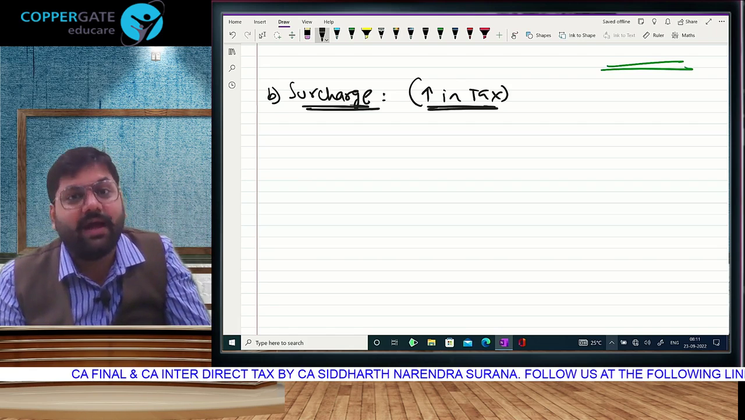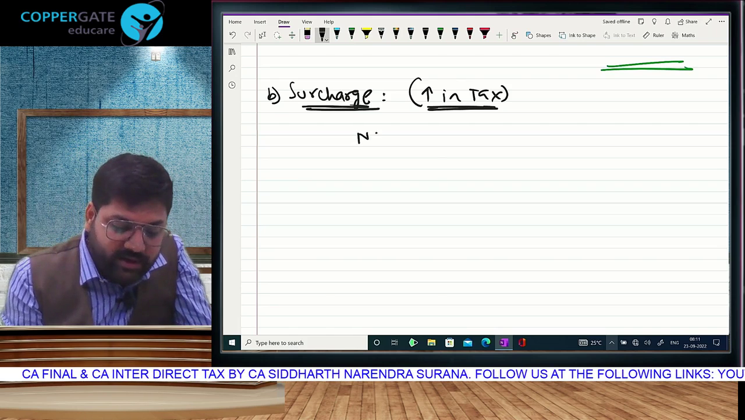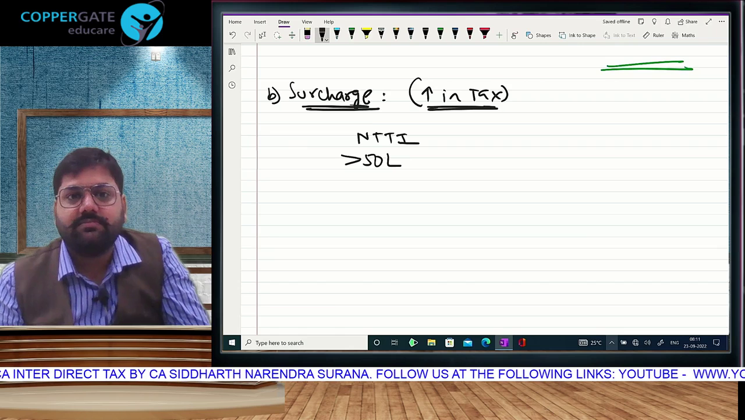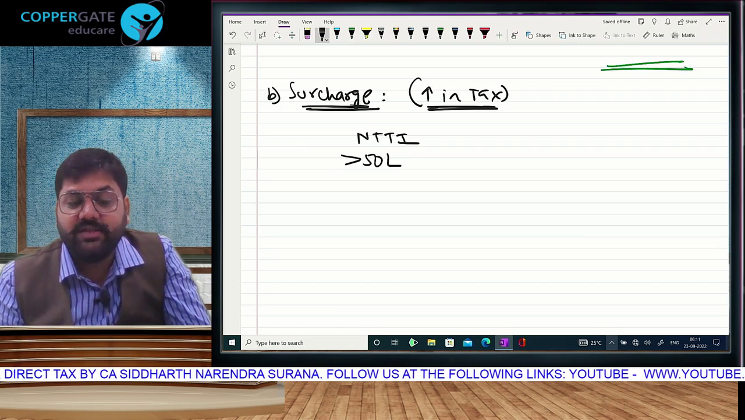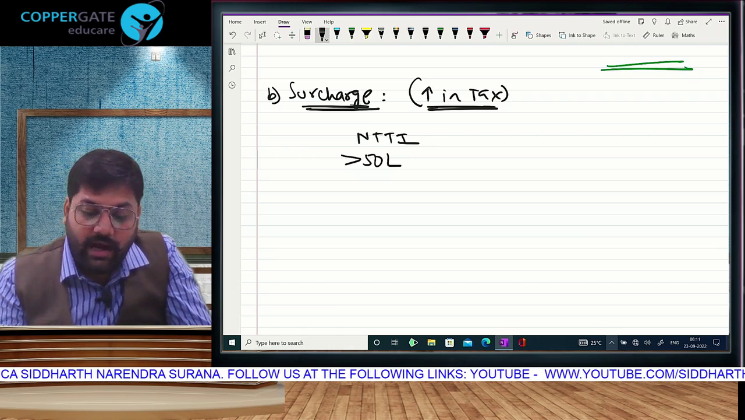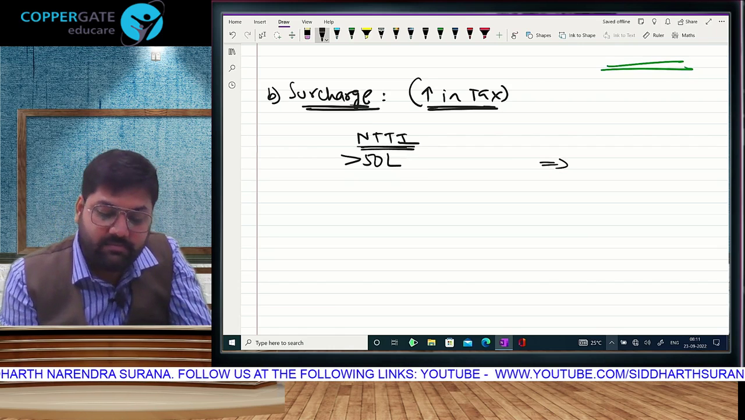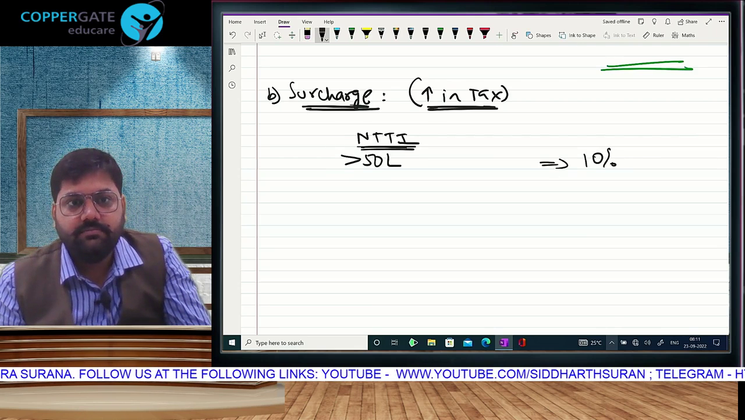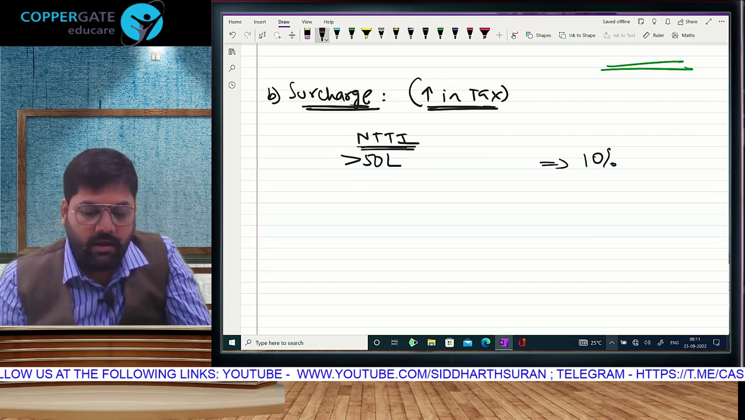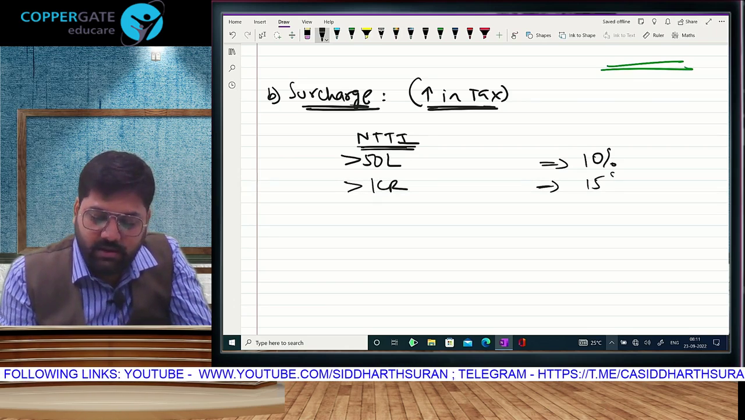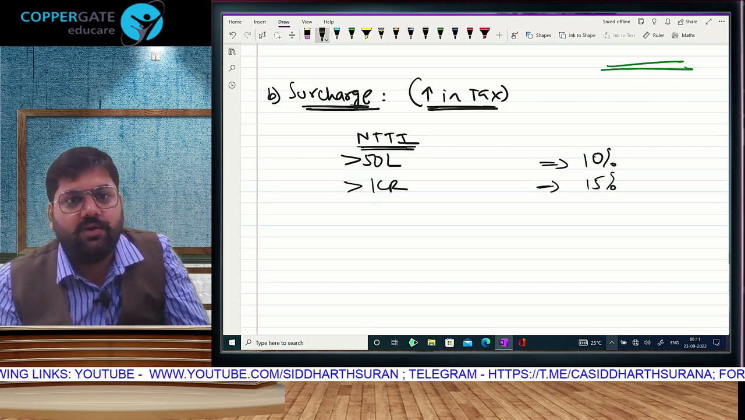And what do you mean by higher and higher? If your net taxable total income exceeds rupees 50 lakhs, we are doing surcharge for which assessee? Individual. After 50 lakh income, you have to pay 10% surcharge. But if it crosses 1 crore, then you have to pay 15%. I am not teaching you, I am telling you.